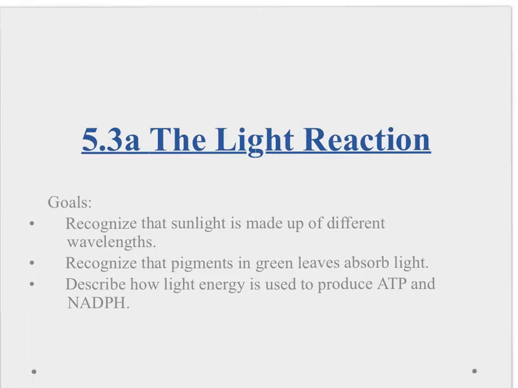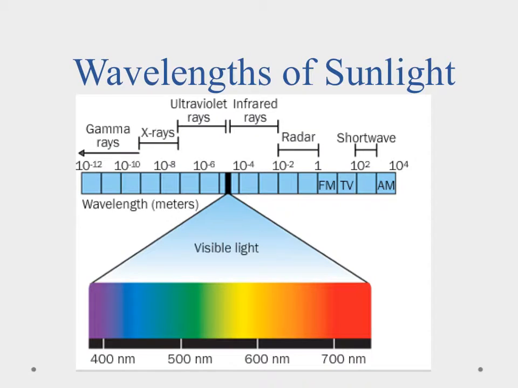Our goals today are to recognize that sunlight is made up of different wavelengths. I also want you to recognize that pigments in green leaves absorb light, and we'll describe how light energy is used to produce ATP and NADPH. So let's talk a little bit about sunlight.